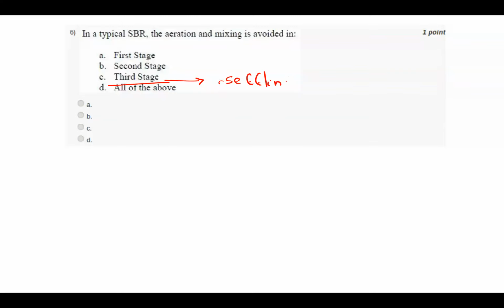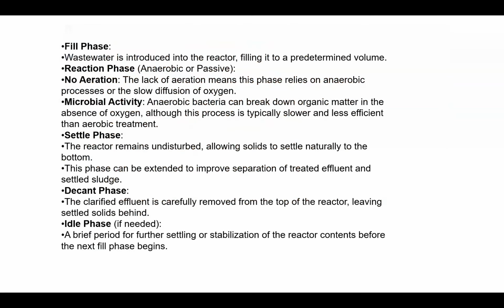Settling. In settling, we are just leaving the system as it is. We are not disturbing the system so that proper settling can happen. If you are mixing it, what happens? Turbulence comes, then the flow will be different, so the settling is hampered. So in settling, we avoid aeration and mixing. So this you can see, the settling phase. The reactor remains undisturbed, allowing the solids to settle naturally to the bottom.